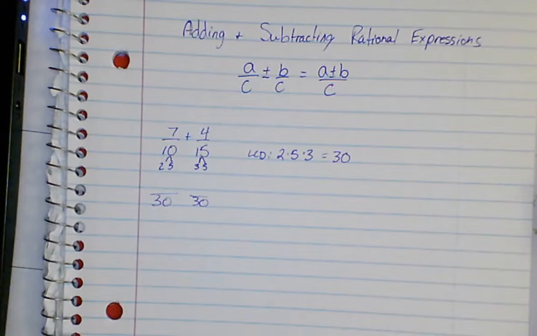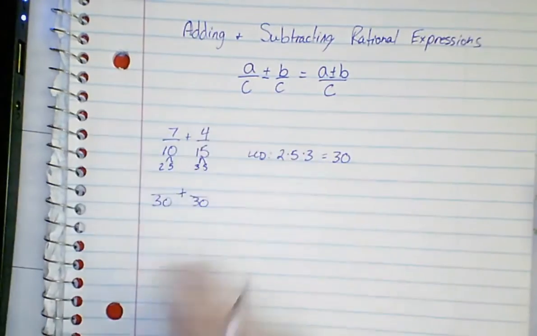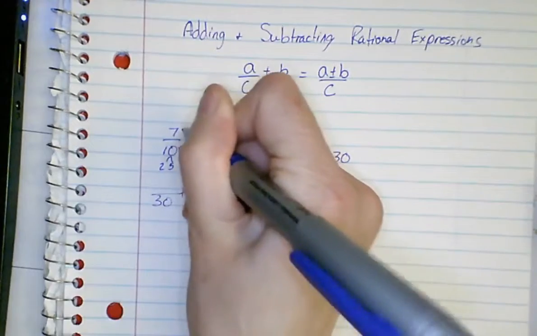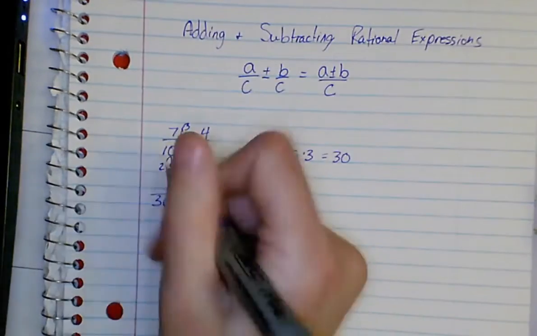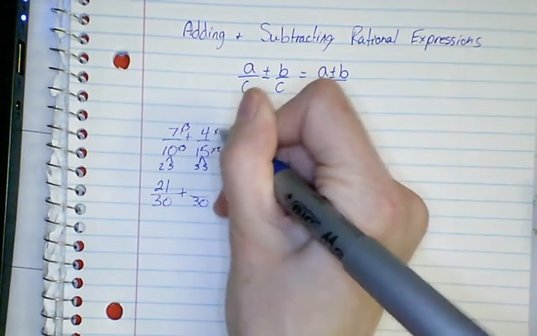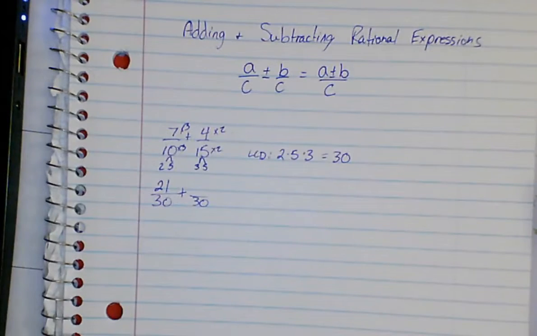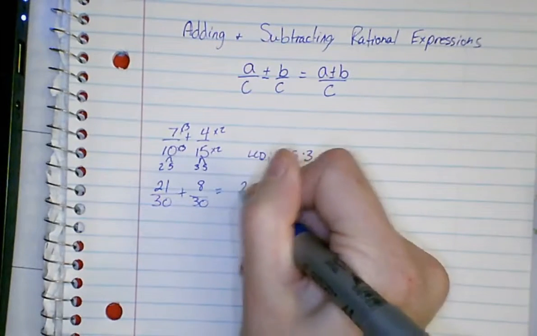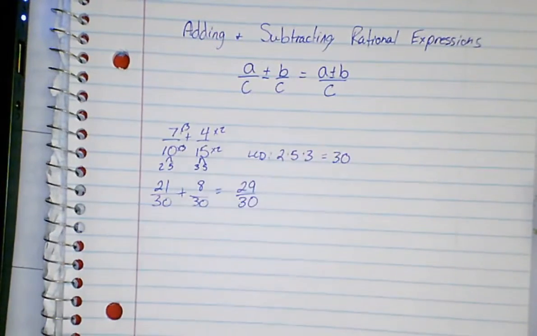Now that our LCD is 30, we need to rewrite these fractions so that they are similar to what we had before. So 10 times 3 gives us 30. Whatever we multiply downstairs, we have to multiply upstairs. So 7/10 is the same thing as 21/30. Same thing with 15. If we multiply by 2, we get 30. We have to multiply the numerator by 2 as well. So we get 29 over 30 when we add 7/10 and 4/15.